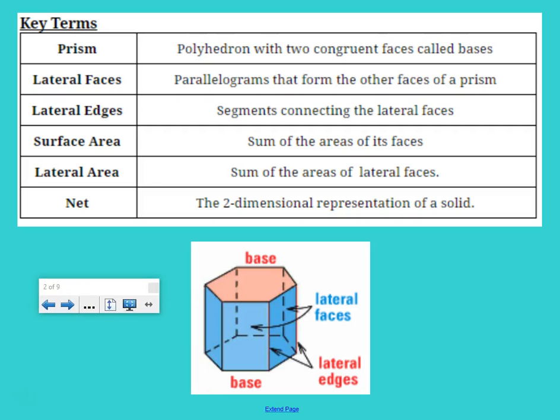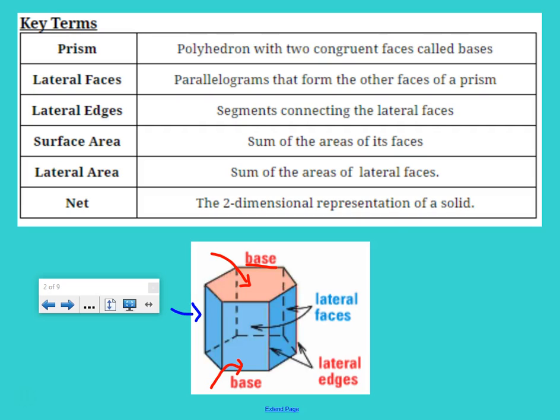Prism, we talked about this last lesson. Polyhedron with two congruent faces called bases. So bases are usually your top and bottom. So here in this drawing they are the red shading, and then this bottom piece that is still blue. The lateral faces are the parallelograms that form the other faces of the prism, so they kind of wrap around and form the outer edge.